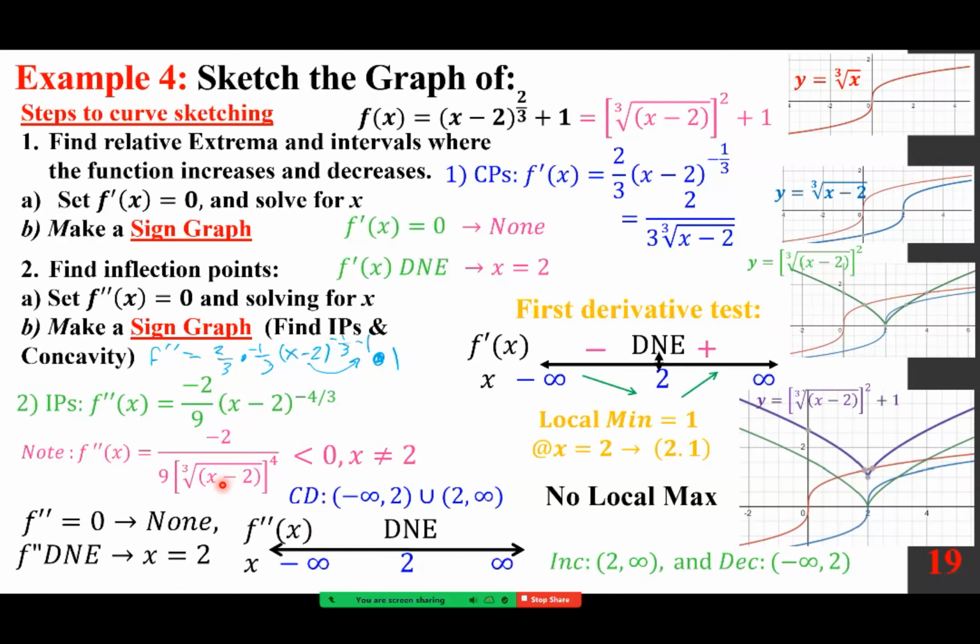If you plug in 0 here, the base becomes negative. The cube root is negative. The power of 4 is positive. Times 9 is positive. Negative over that makes it negative. If you pick a number to the right of 2, everything becomes positive at the bottom. The top makes the whole thing negative. So we get the same answer that was mentioned here. Do you have to do that? Absolutely not, but I just wanted to show you in case.